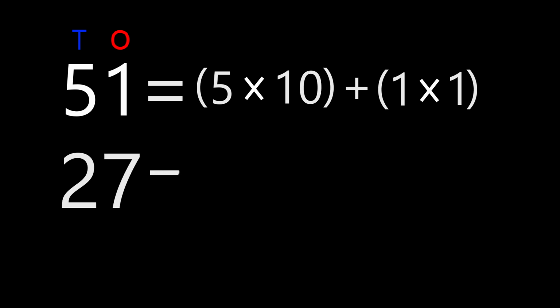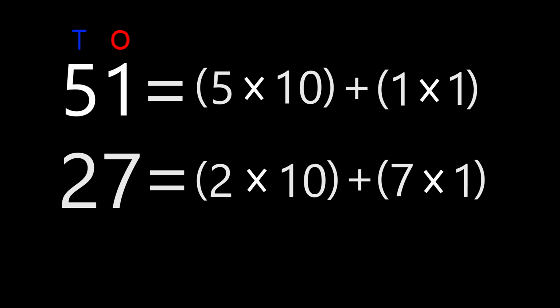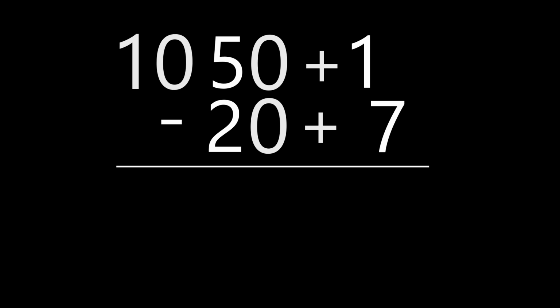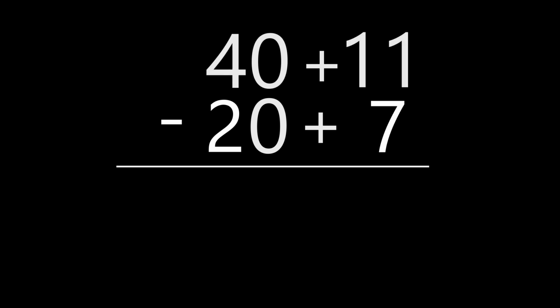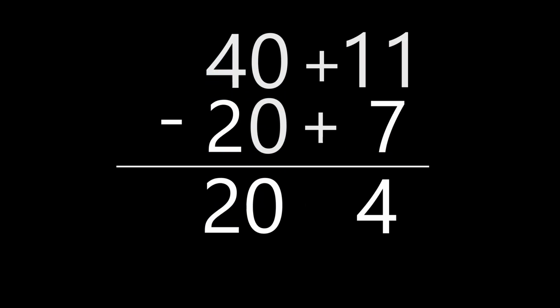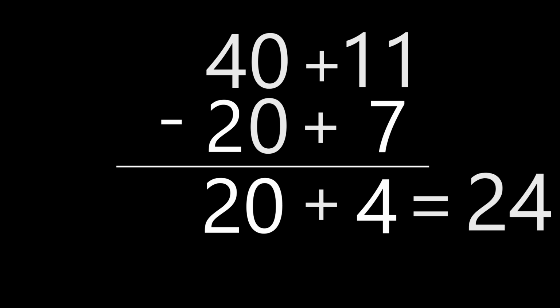Similarly, 27 can be expressed as 2 times 10 plus 7 times 1. By the way, the times symbol represents multiplication, which we'll explore in detail in the next video. Rewriting the subtraction problem, 51 minus 27 becomes 50 plus 1 minus 20 plus 7. Since 1 is smaller than 7 in the ones place, we borrowed 10 from 50, reducing it to 40, and making 1 become 11. After performing the subtraction in both place values, we were left with 20 plus 4, which equals 24.